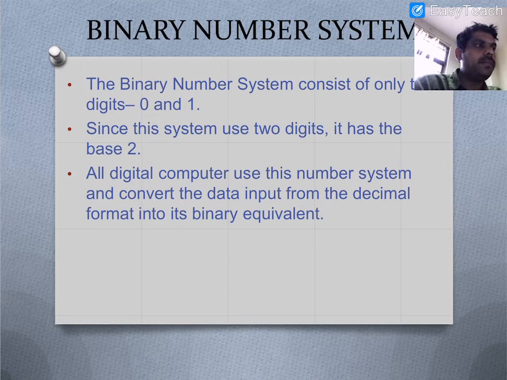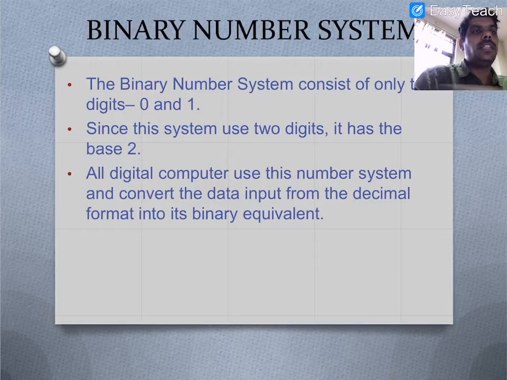Binary number system. The system can understand only 2 states, that is on state and off state. So either present or absent, fail or pass, like this. Only 2 states can be identified, so for that purpose we are going to use the binary number system. Already you are aware of it. Binary means there are 2 numbers, 0 and 1. So with the help of zeros and ones we have the binary system.